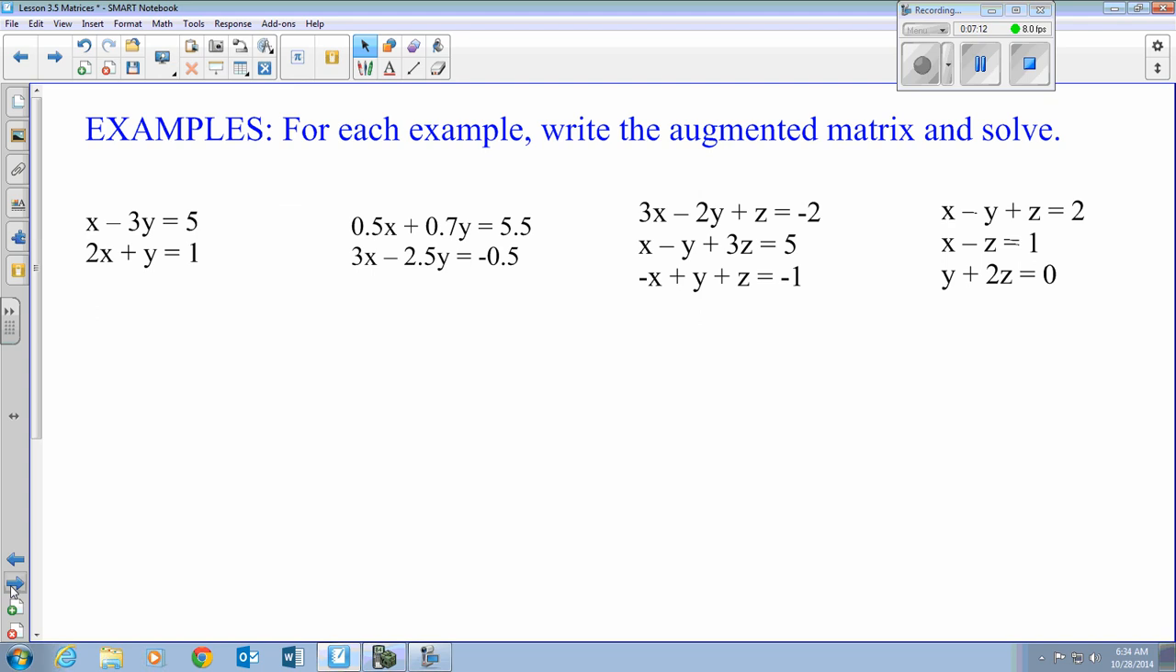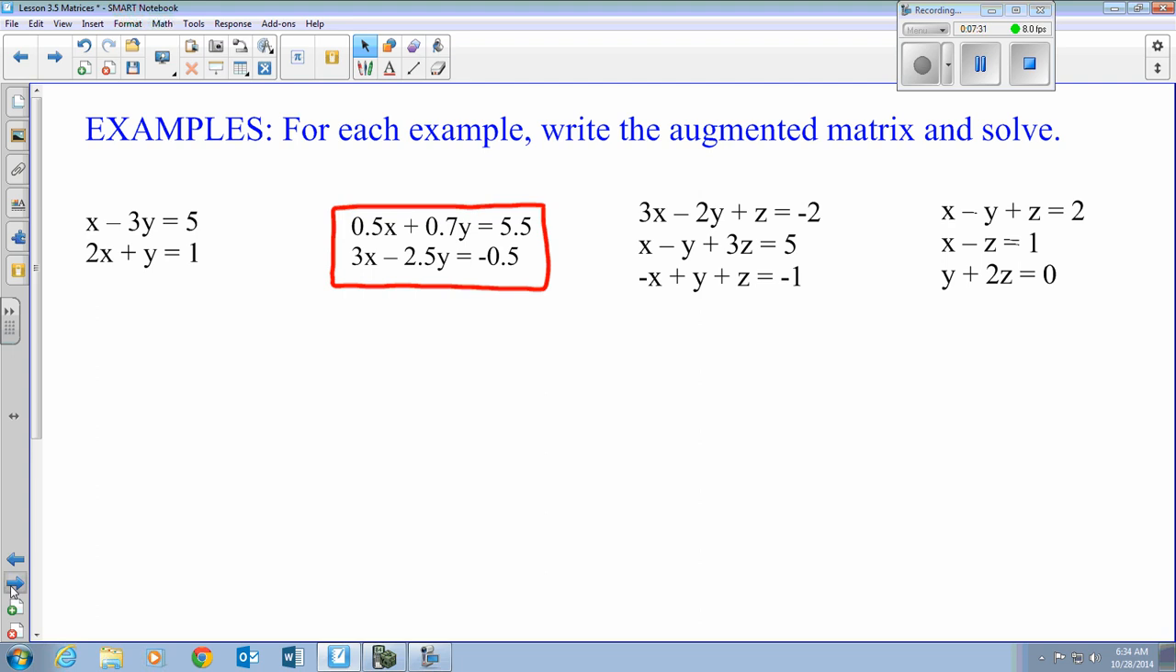We can enter 2 variable systems in our calculator. You can enter 3 variable systems in your calculator. You can even enter decimals in your calculator. So if you want to take a look at this one, let's input this in our calculator. Oh, and you can even input fractions in your calculator as well.